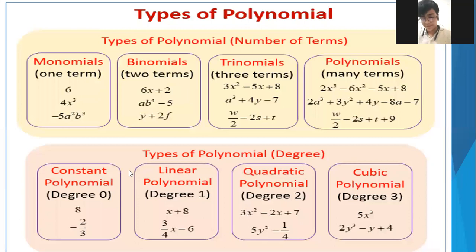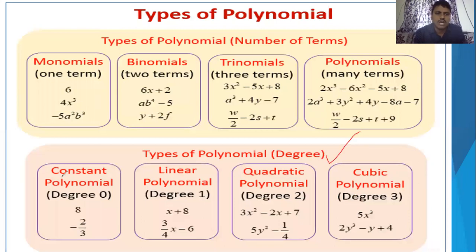Now come to the types of polynomial based on degree. Constant polynomial is numbers. Linear polynomial is degree 1. Quadratic polynomial is degree 2. Cubic polynomial is degree 3. No need of reminding that, just remember a few things. Right? Yes, sir.